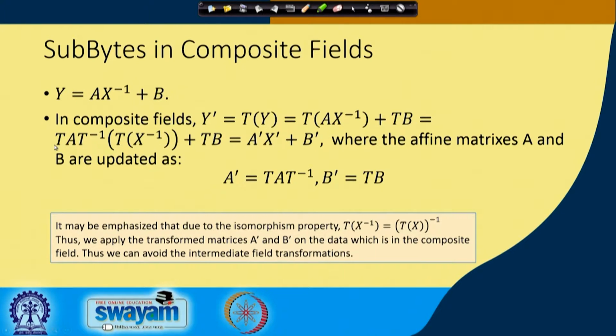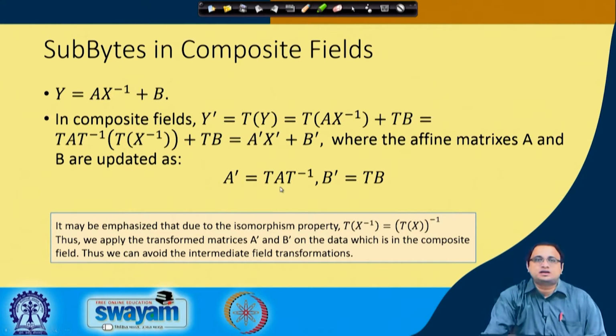So, this T A T inverse is what I call A', and this T applied on x inverse is what is called x', and T b has been denoted as b'. So, therefore, these are my transformed affine matrices A and b. They have been updated: A' as T A T inverse and b' as T b.